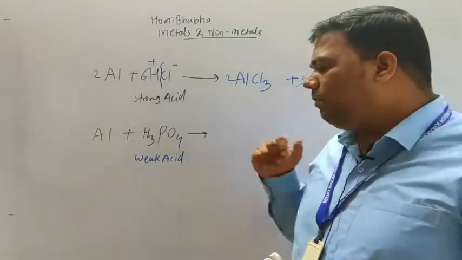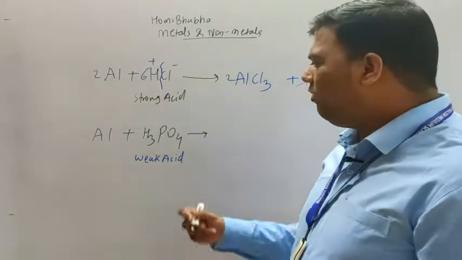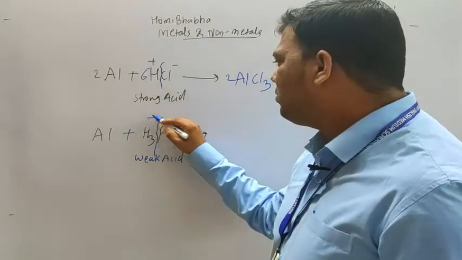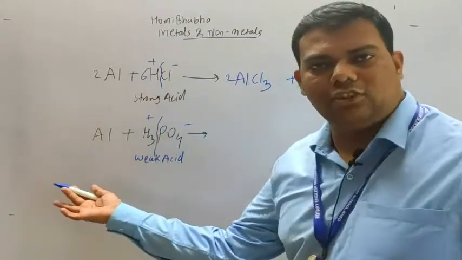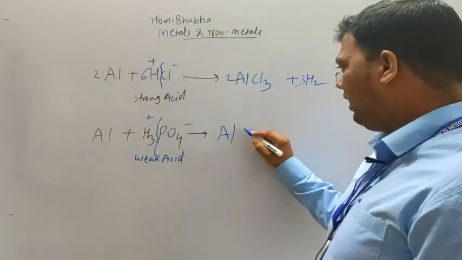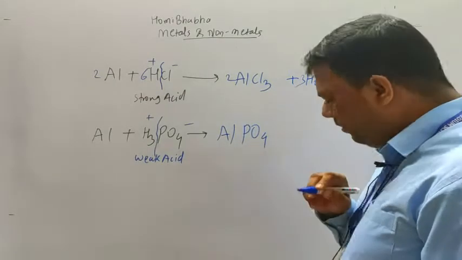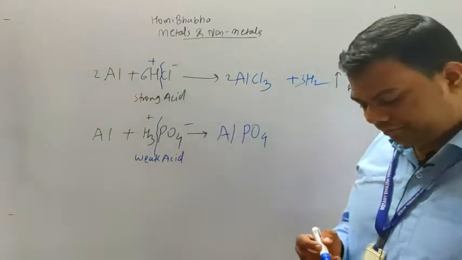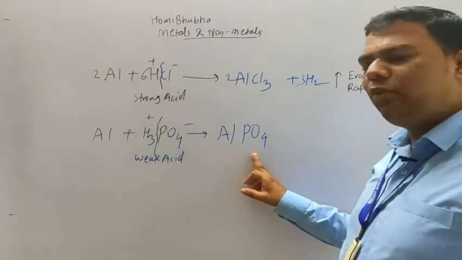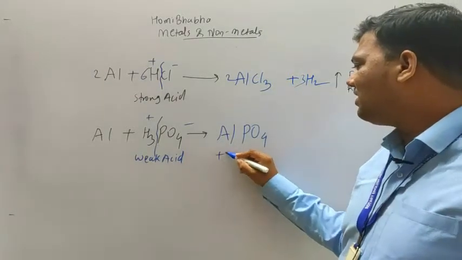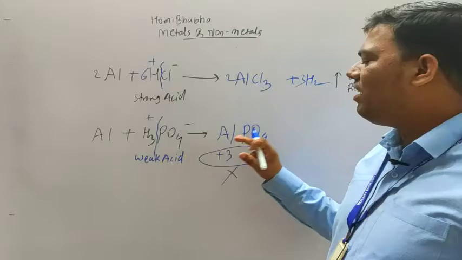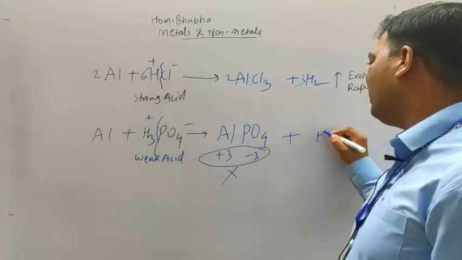See here, Al plus H3PO4. Wherever necessary, I already told you, you have to do breaking. So like this: H plus and PO4 3 minus. As you know, metal is already electropositive. So here you will get AlPO4. Why this formula? Because as you know, aluminum is plus 3 and PO4 is minus 3. So plus 3 and minus 3 cancel each other, and you simply get AlPO4 plus H2.